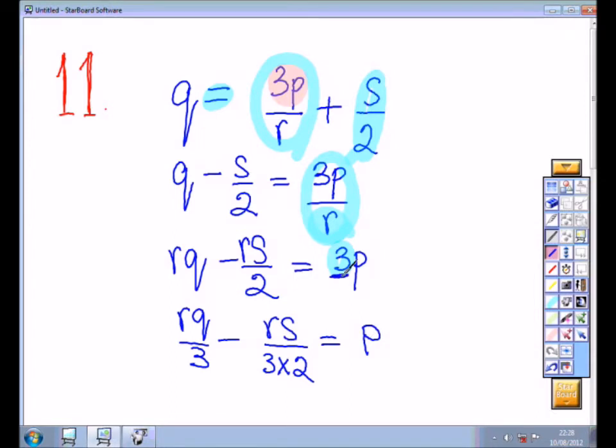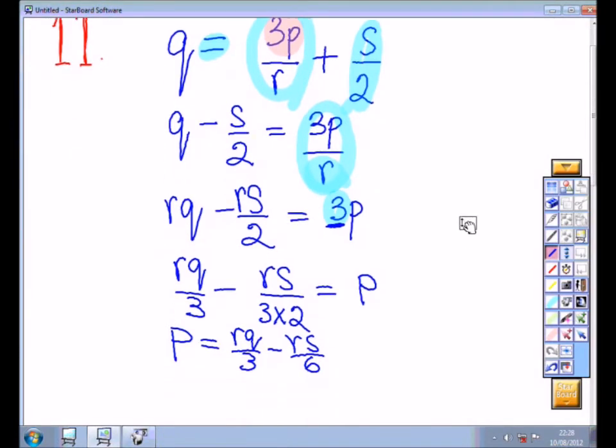So now we have P giving us RQ over 3 minus RS over 6. This may be our final result, but we may choose to put everything together as a single fraction on the right hand side of the equation.